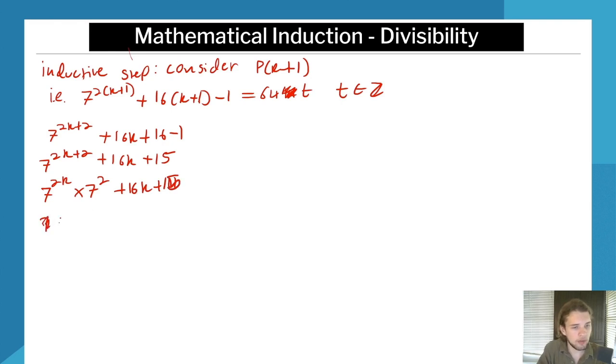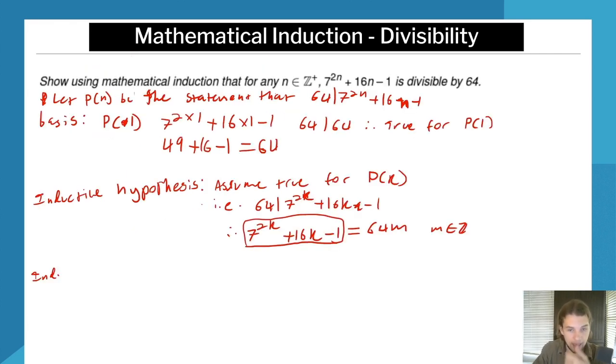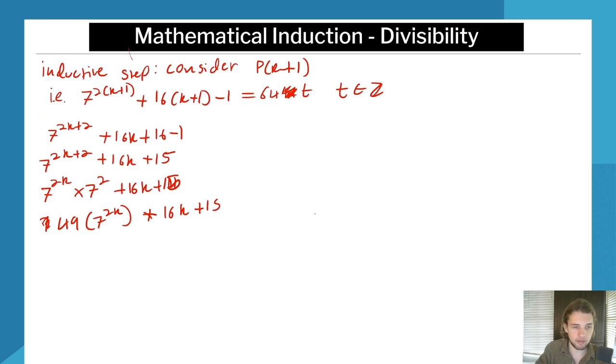Now that means we have 49 times 7 to the power of 2k plus 16k plus 15. So since I want to have this expression here as part of this expression, I'm going to look at the easiest way to do that. From my perspective, the easiest way is to get a 16k and a minus 1 inside these brackets here. How do I do that?